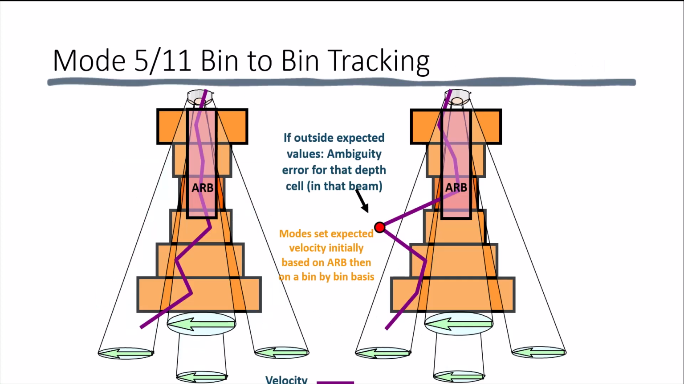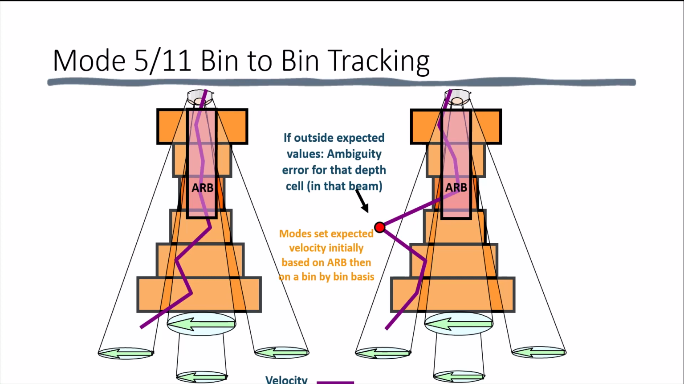Water modes 5 and 11 utilize a technique called bin-to-bin tracking to dynamically set the expected velocity for each depth cell. The use of this technique is what allows these water modes to measure very precise velocities. The estimated velocity from the ambiguity resolving bin sets the expected velocity range for the depth cell nearest the center of the ambiguity resolving bin. As the velocity is calculated for the depth cell, the measured velocity, along with the estimated velocity, is used to estimate the velocity for the neighboring depth cell. This process is repeated until it has tracked through all of the depth cells in a profile.